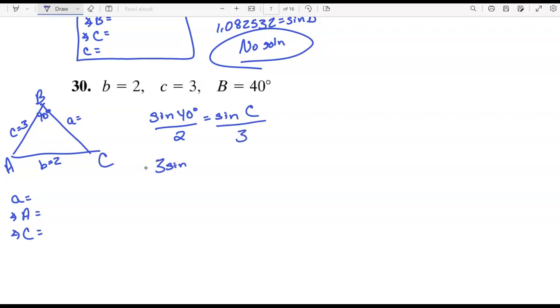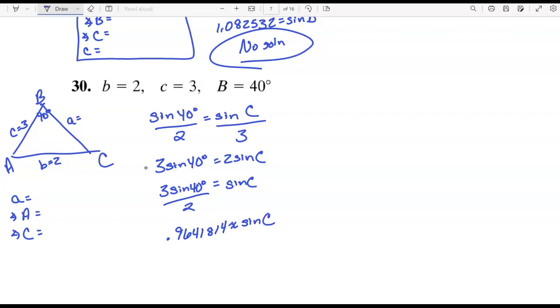Cross multiply. So we have 3 sine of 40 divided by 2. It's about 0.96. And I am using quite a few decimals here just to show you what's going on. Okay, if you round to one decimal place, it's going to throw everything off. Make sure you use quite a few. And inverse sine of that is going to give me 74.6 degrees.